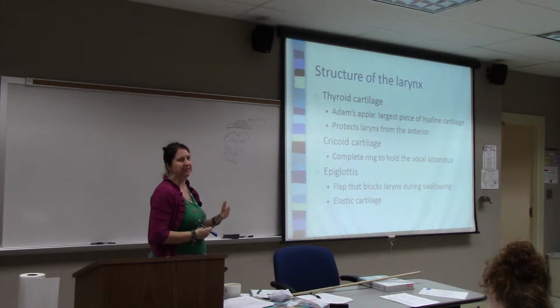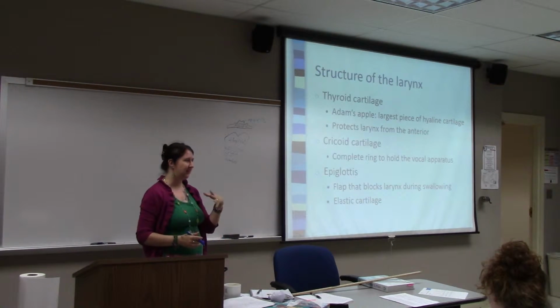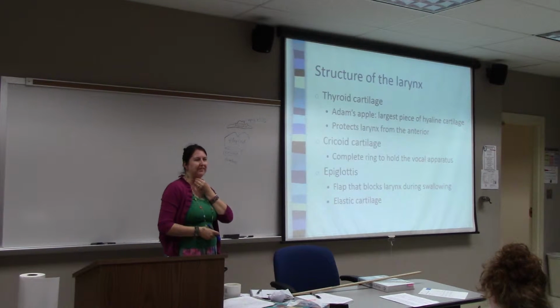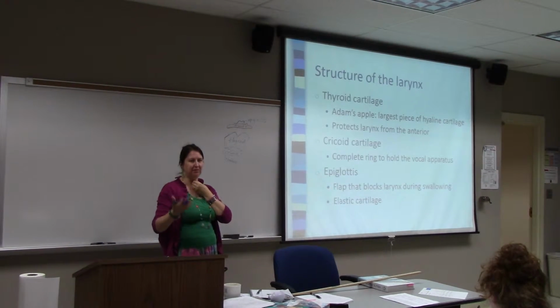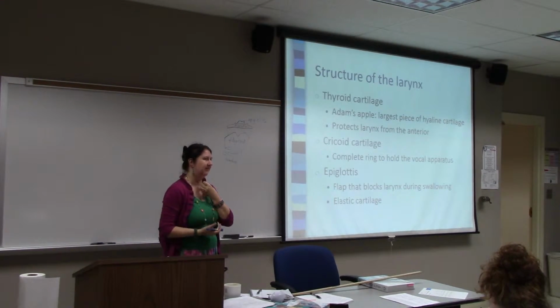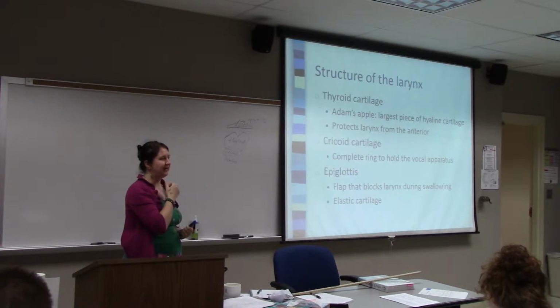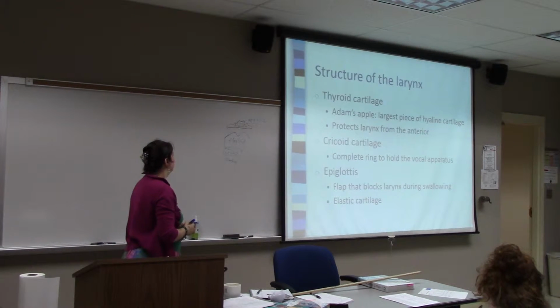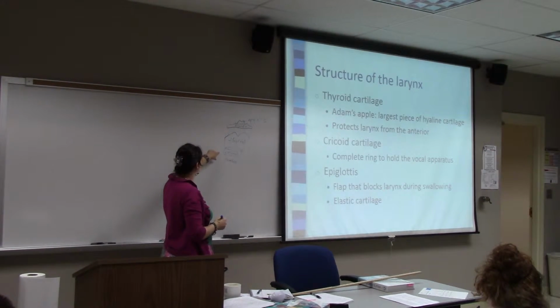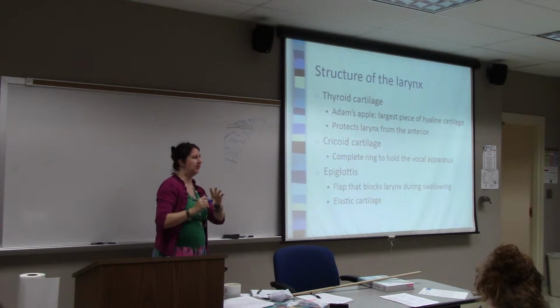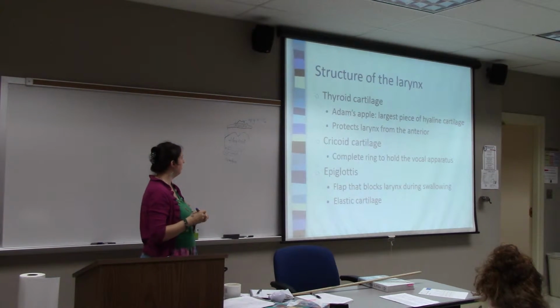This is the one that forms the Adam's apple in men. The reason for that is testosterone stimulates cartilage growth more than estrogen does, and so males in puberty, the larynx grows more. Thyroid cartilage also protects the larynx from the anterior. The cricoid cartilage is a complete ring, and it holds the vocal apparatus, the structures that make your voice.